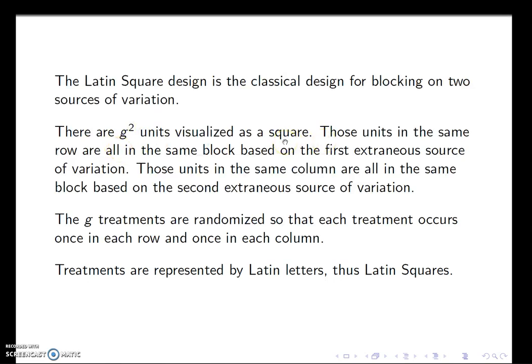These units in the same row are all in the same block based on a first source of variation, and then those units in the same column are all in the same block based upon that second extraneous source of variation. We're going to see one of those squares in just a second. But we make sure in these Latin squares that the G treatments are randomized, so each treatment occurs once in each row and once in each column. So it can be a little tricky.